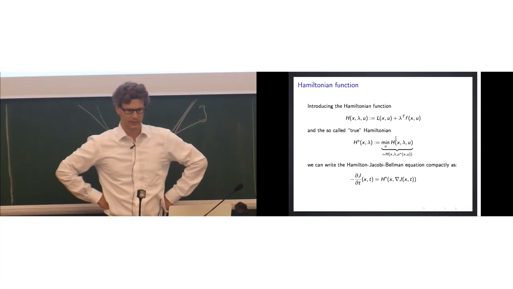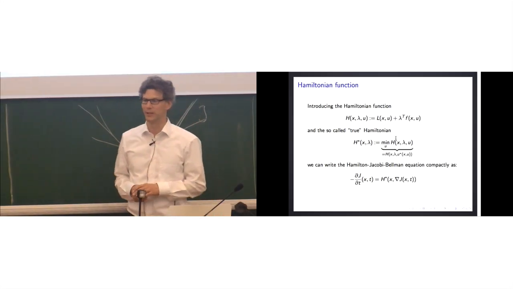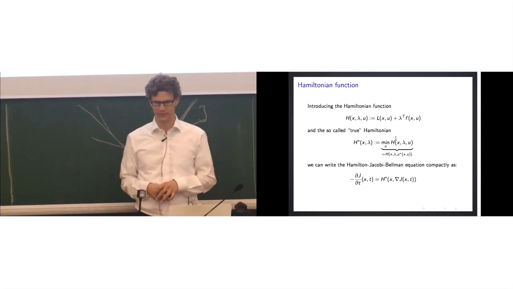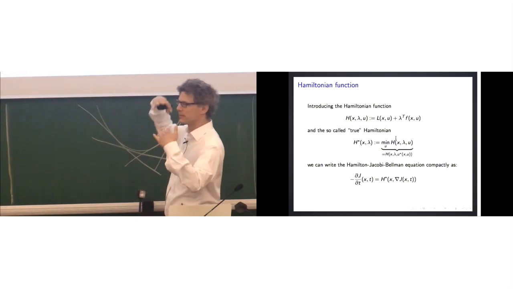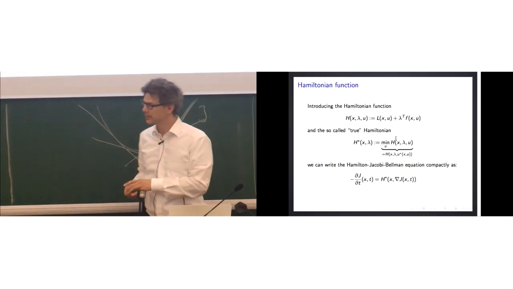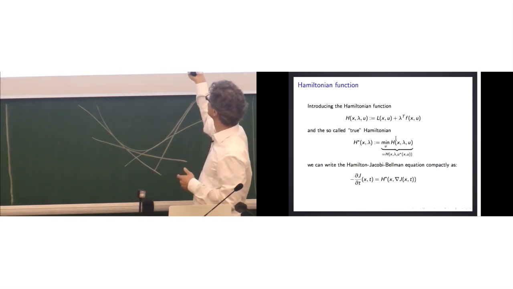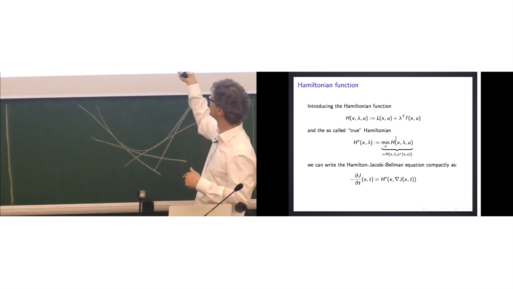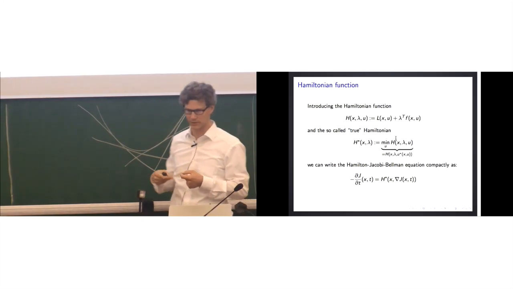And if you use this true Hamiltonian, then you can write down the Hamilton-Jacobi-Bellman equation in a very compact form, where you just say it's a differential equation, which is, so to say, an evolution equation of this function j, backwards in time, which is depending on a function h star, which very often, as I said, you can write down analytically, which depends on the location x in space and on the gradient of the value function.